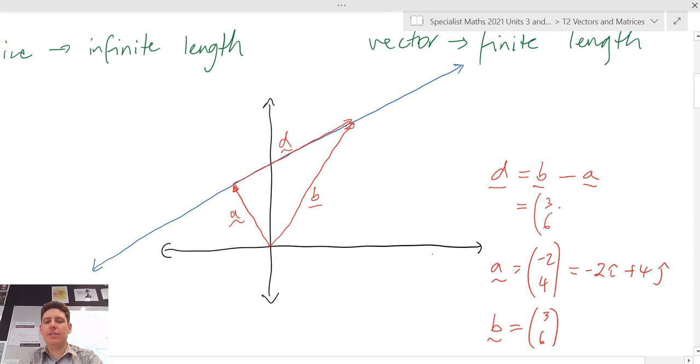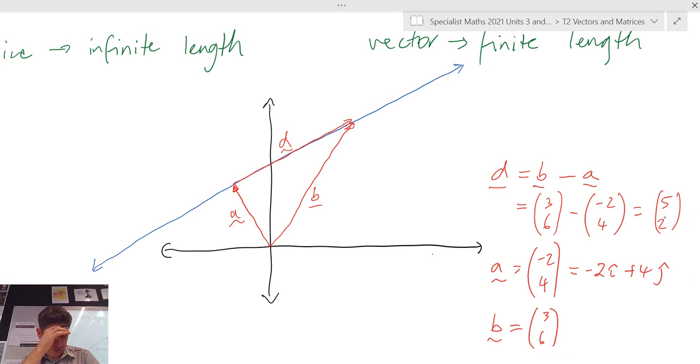So let's figure out what D is. B minus A. So you do the i's: 3 take negative 2, which is 5. Then 6 take 4 for the j's. So that's the difference vector. Always write these as fractions.